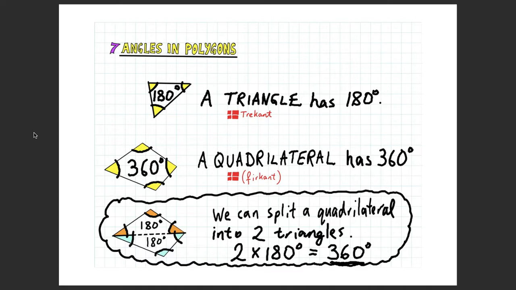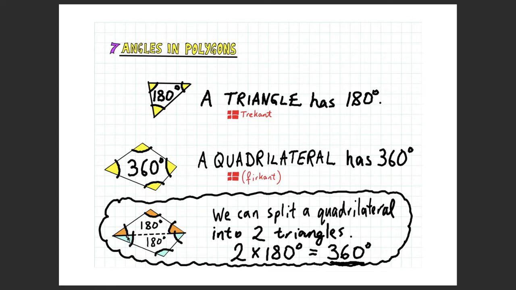So this video is about angles in polygons. As you know, a triangle has 180 degrees in it, trekant in Danish. A quadrilateral, vierkant in Danish, that's any four-sided shape, so not necessarily a square, but anything with four sides has 360 degrees. And in fact, you can take a four-sided shape and split it into two triangles.